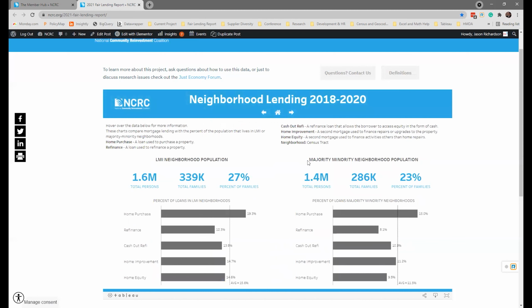Next, we're looking at lending in low to moderate income and majority minority neighborhoods specifically. And again, this gives you a demographic breakdown of the population in those areas a little bit, and it shows you the volume of lending by loan purpose.